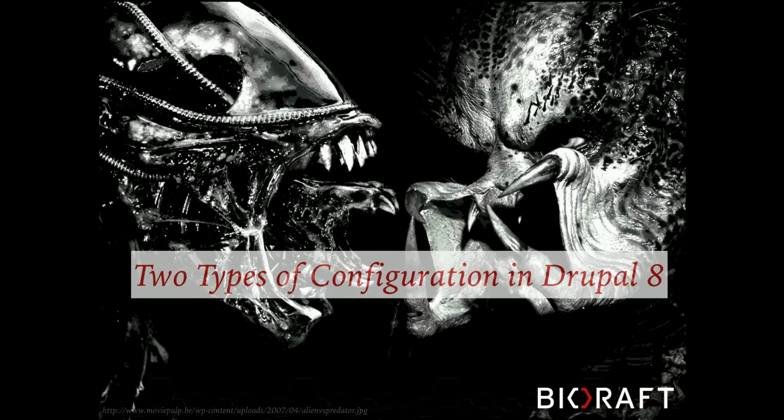Configuration entities are like content types, and they enable the creation of zero or more items and support more complex configurations. So examples of configuration entities include views, content types, image styles, that sort of thing.